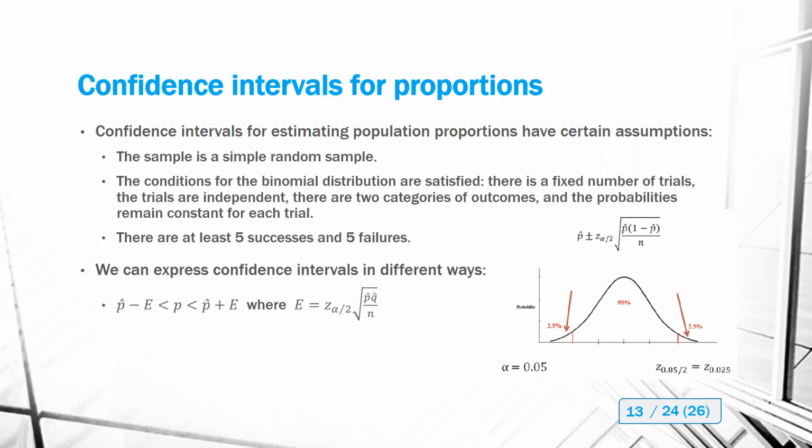Statisticians, pure mathematicians, like this way: p hat minus e less than p less than p hat plus e, where e is that margin of error that we saw previously. Sometimes in some quarters, people like to shorten that a little bit. They just take the limits of the confidence interval and write it in parentheses separated by a comma as though the limits were an ordered pair. It's not a bad way to think about it. You've got a lower limit, you've got an upper limit. So there's nothing wrong with expressing it as an ordered pair.